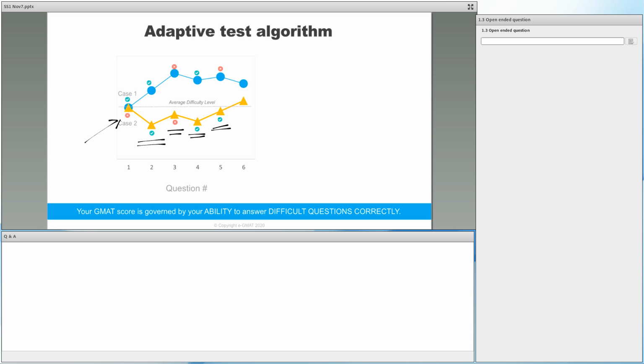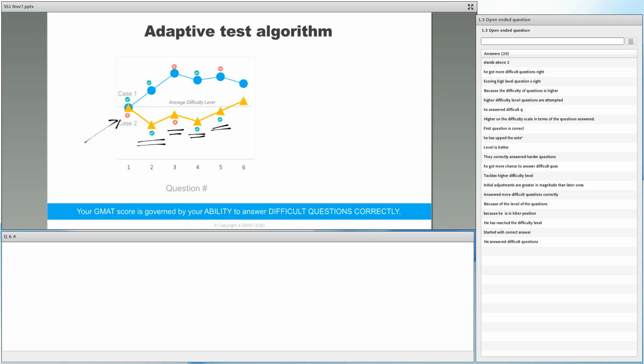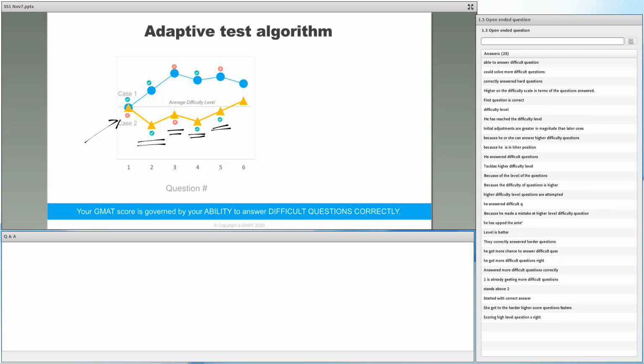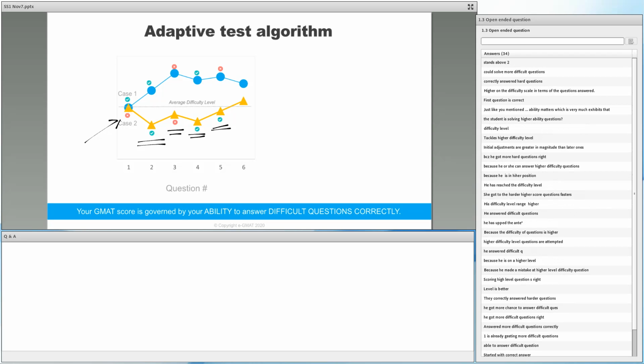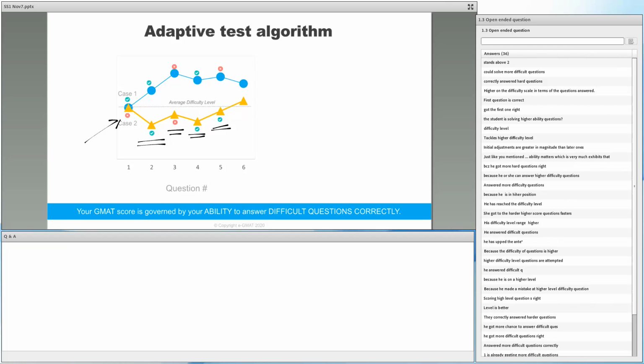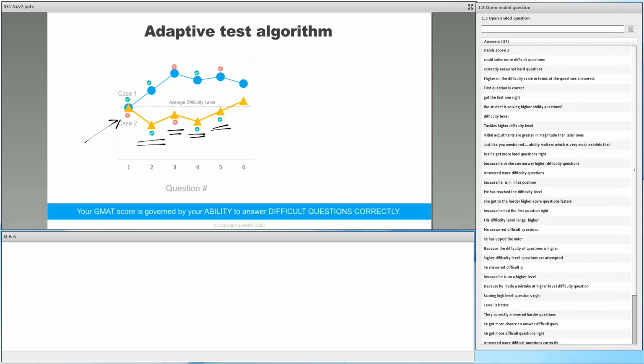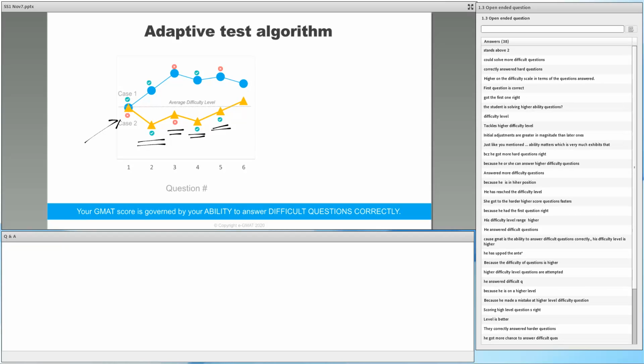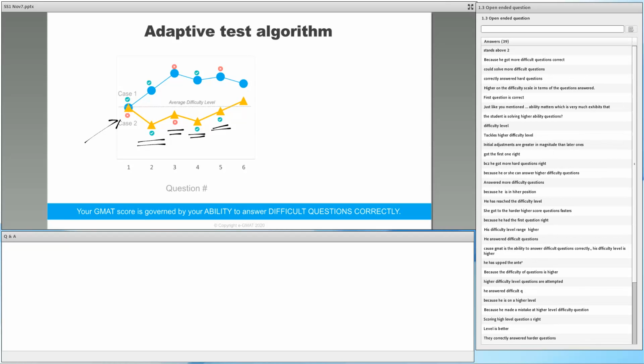All right, let's look at this. He upped the ante, he tackled higher difficulty level questions. Someone says he started with the correct answer. He answered harder questions correctly. So you guys are giving very good answers. Student 2 has gotten more difficult questions correct. So that's why student 2 is doing better over here. Okay, thank you very much.